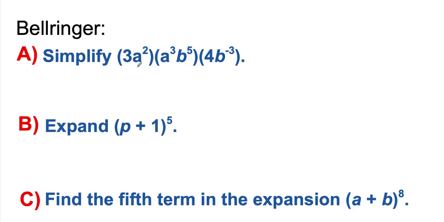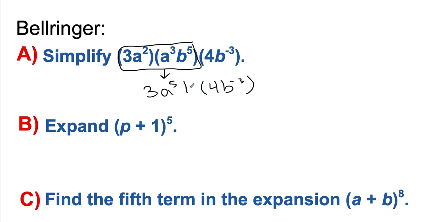So starting out, we're simplifying these. So remember when I taught these, we're looking at doing these two first, and then whatever we get out of there, we take it times that 4b to the negative third. You could do all three at once, but we did two at a time just to make it a little bit easier. So 3 goes in front. A's, we add the exponents, so a to the fifth, b to the fifth. Okay, and now we take that times that and finish it out.